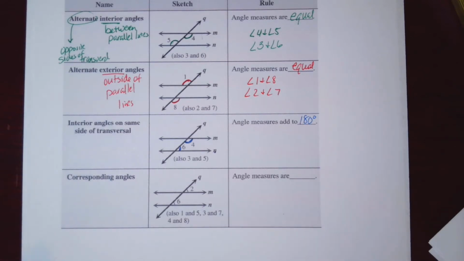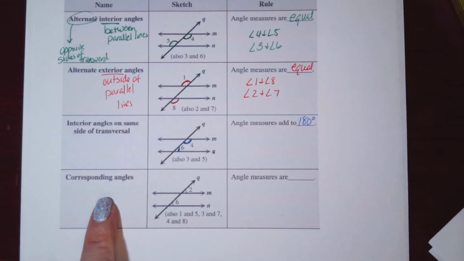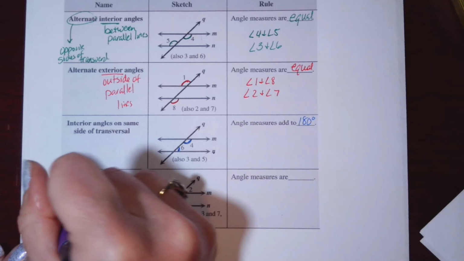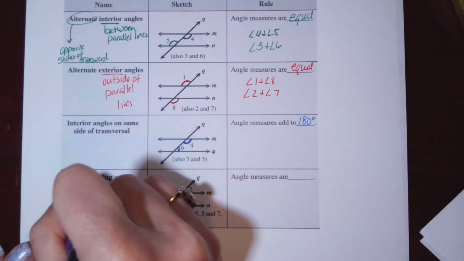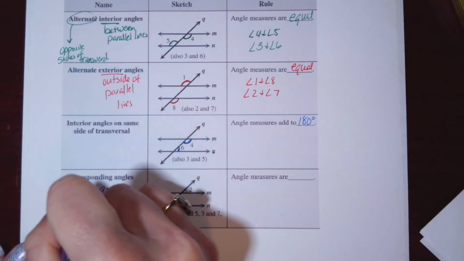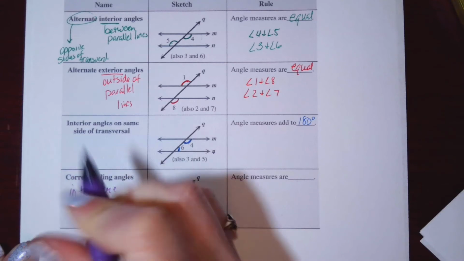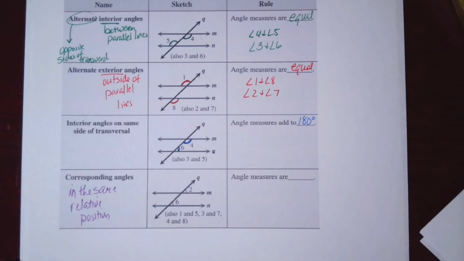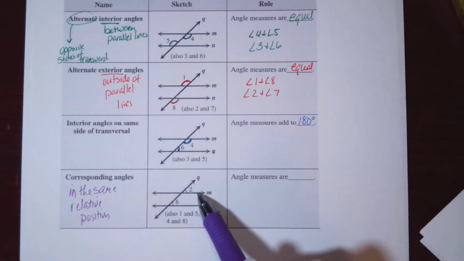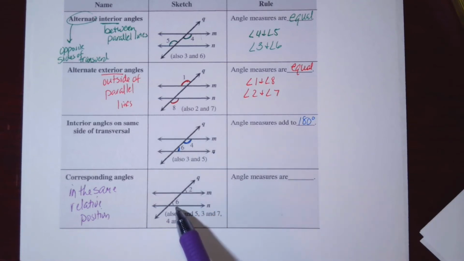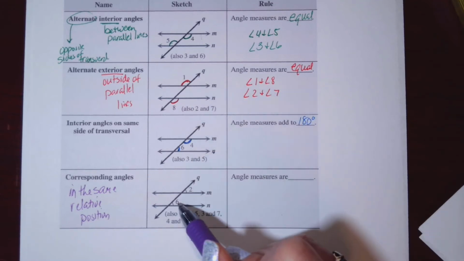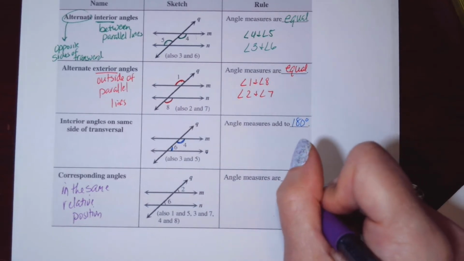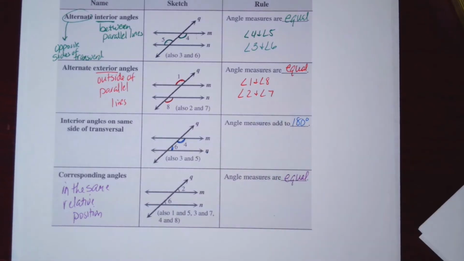Alright, and then finally, we just use this reasoning. Corresponding angles are in the same relative position to all of the lines. For example, angle 2 is above the parallel to the right of the transversal. Angle 6 is above the parallel to the right of the transversal. What do you think about their measures? Well, their measures are equal.